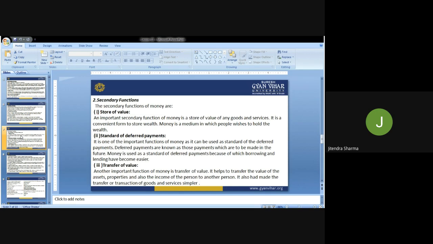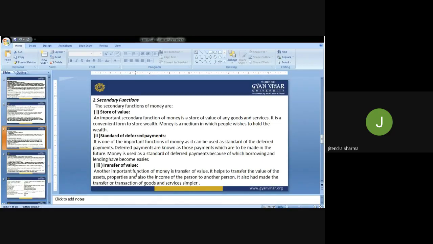Another important function of money is transfer of value. It helps to transfer the value of assets, properties, and also the income of one person to another person. If we have engaged people for labor, for various work in our enterprises, we can easily transfer the value of the work they have done for us in the form of money. It also makes the transaction of goods and services simpler, because with money in operation, tendering the notes or rupees or the banking system, we can very easily transfer the value of that money or of that product or commodity which we have obtained.